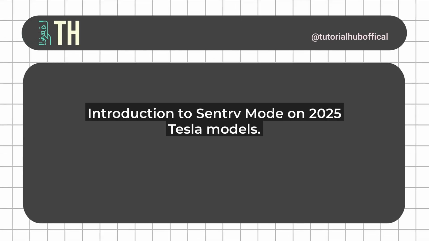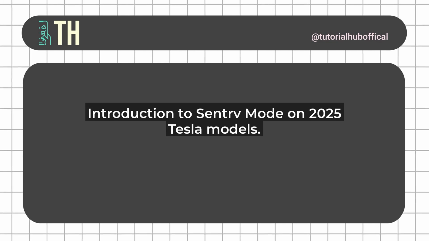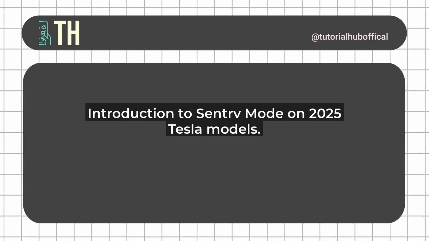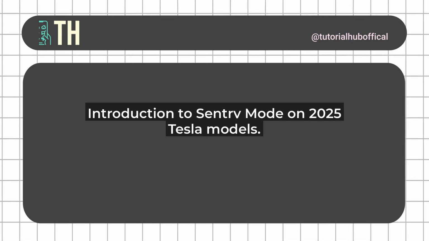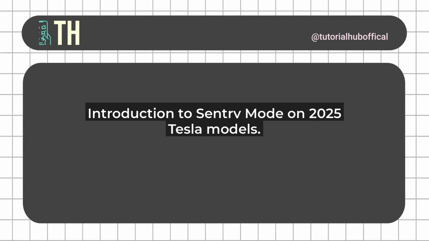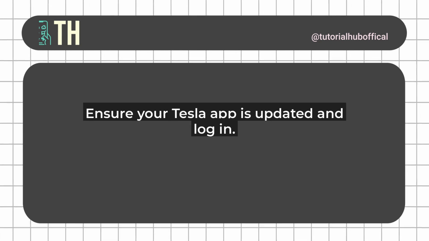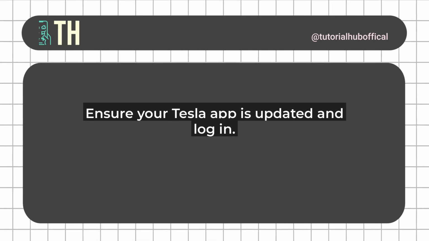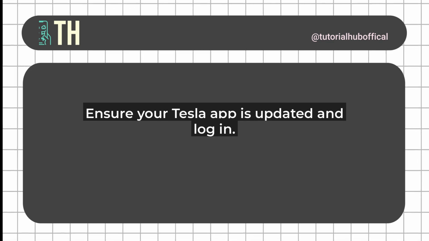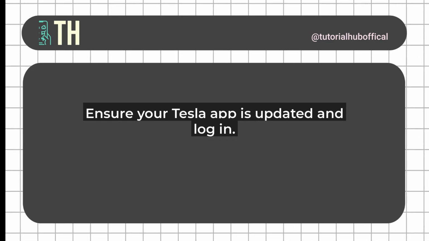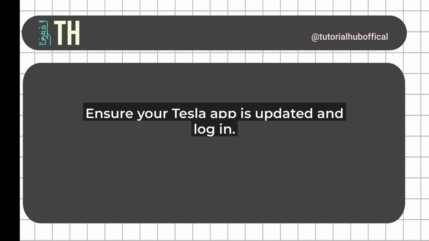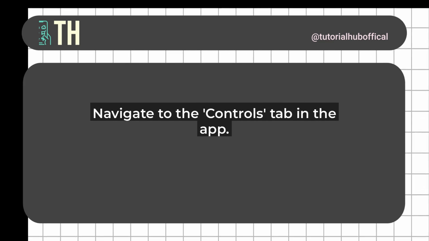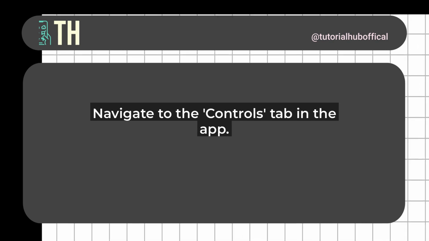If you're a Tesla owner, you know how awesome features like Sentry Mode can be for keeping an eye on your car. In this video, we're diving into how to view Sentry Mode events on your 2025 Tesla model. It's a game changer for security, allowing you to review footage from your car's cameras when it detects something suspicious. Whether you're checking for potential break-ins or just curious about what's happening around your vehicle, this guide will get you up to speed quickly.